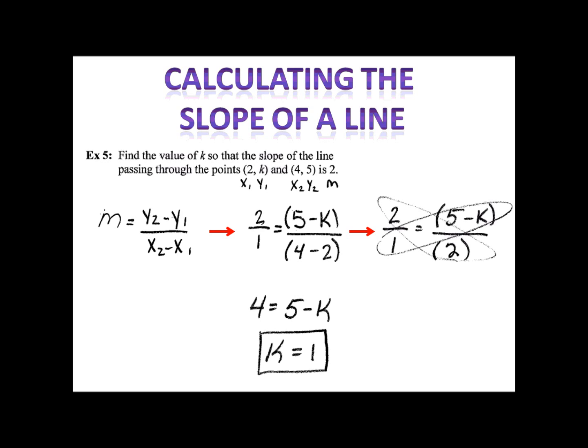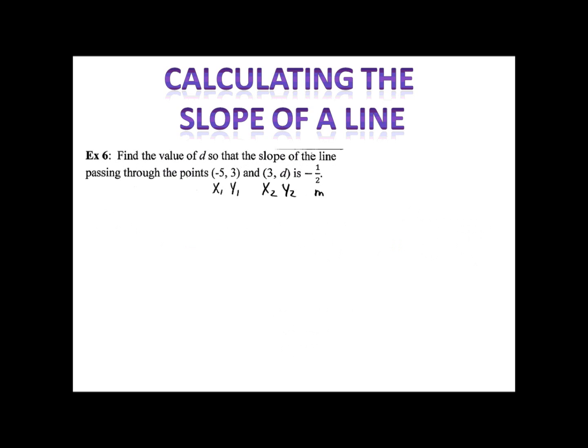Example 6 is for you to try. They want you to find the value of d, and they gave you the points negative 5, 3, and 3, d. They say the slope of the line is negative 1/2. Notice we've labeled them x1, y1, x2, y2, and m. Please pause the video here, and then let's see how you did.